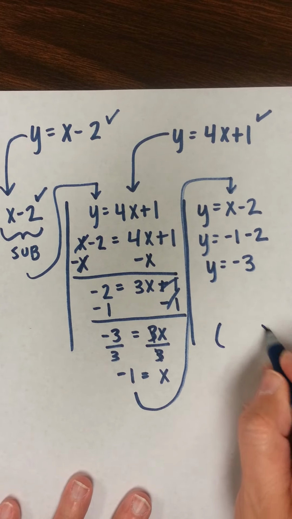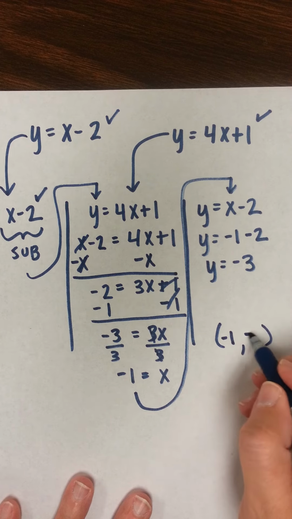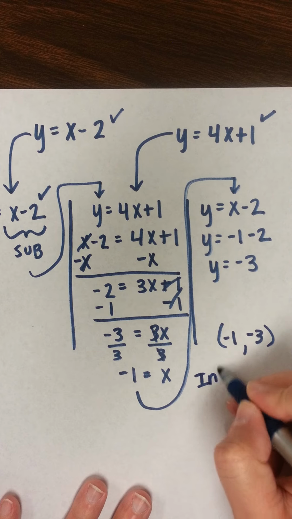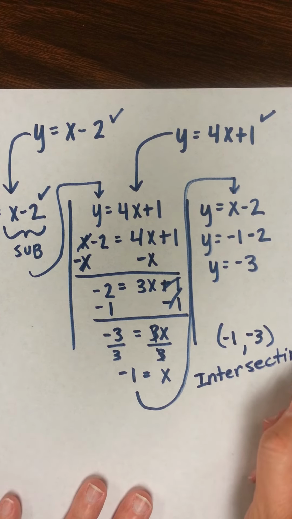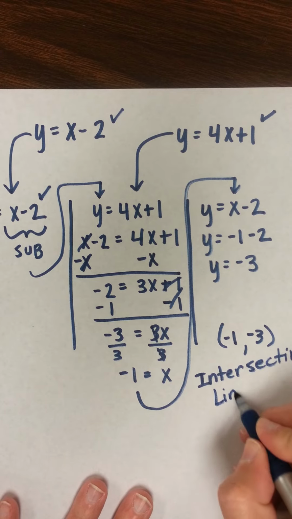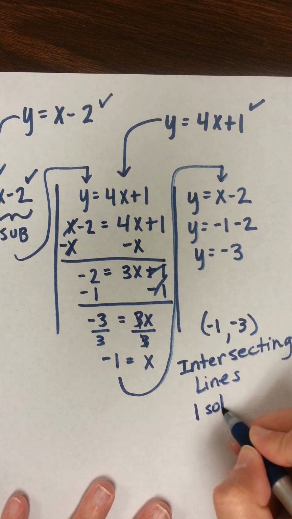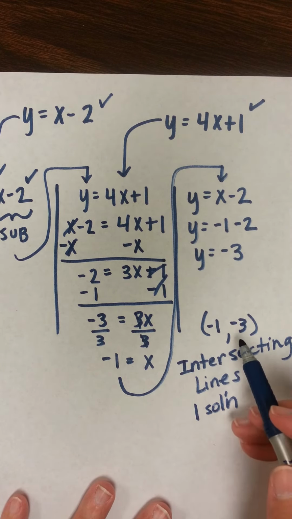Notice we now have an ordered pair. The x value is negative 1 and the y value is negative 3. That means these were intersecting lines. That had one solution. And that one solution was negative 1, negative 3.